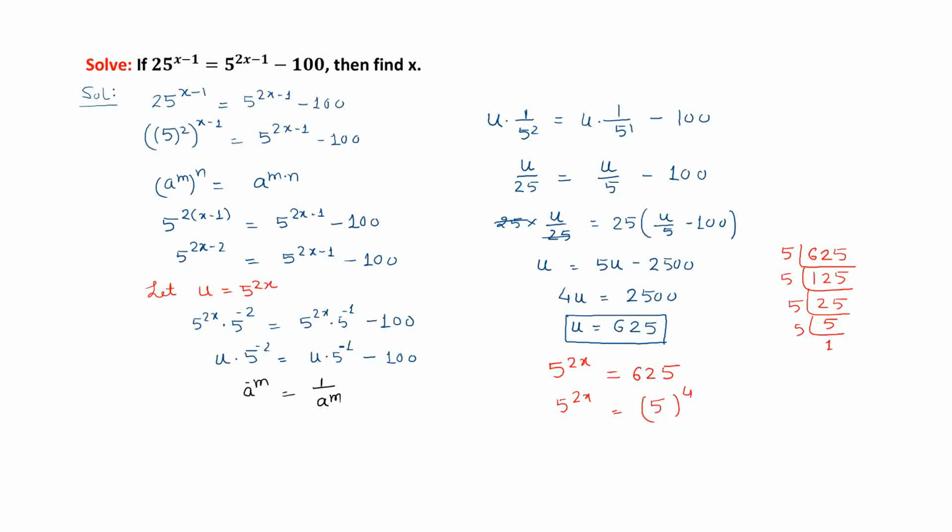Since the bases are equal, both are 5, we can write 2x is equal to 4. So we can say x is equal to 2. So the value of x is 2, and that is our answer.